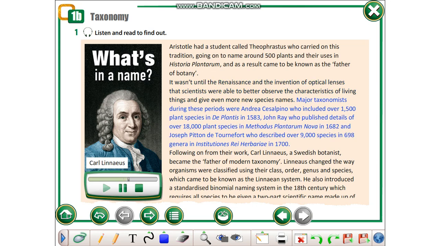Major taxonomists during these periods were Andrea Cesalpino, who included over 1,500 plant species in De Plantis in 1583, John Ray, who published details of over 18,000 plant species in Methodus Plantarum Nova in 1682, and Joseph Pitton de Tournefort, who described over 9,000 species in 698 genera in Institutiones Rei Herbariae in 1700.